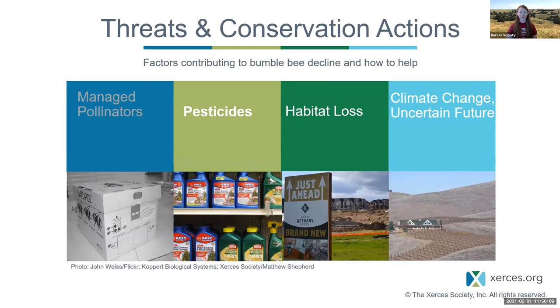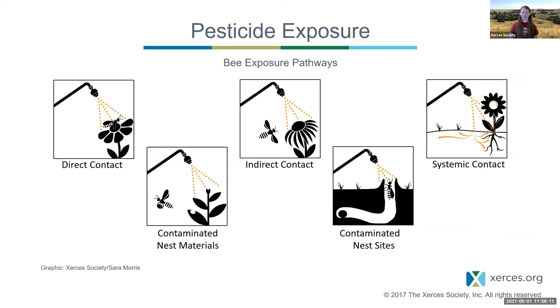So the next one we're going to talk about is pesticides. And pesticides can infiltrate bees in a variety of ways, as we see here. So it can be direct contact. It can be through contaminated nest materials. It could be indirect contact. So if the pesticide is on the plant and then the bee goes to forage on that plant, it's collecting nectar and pollen that has pesticide residue in it.